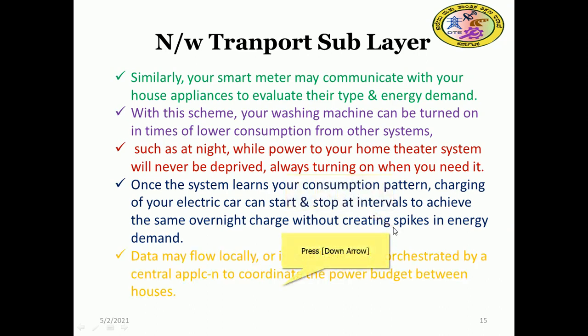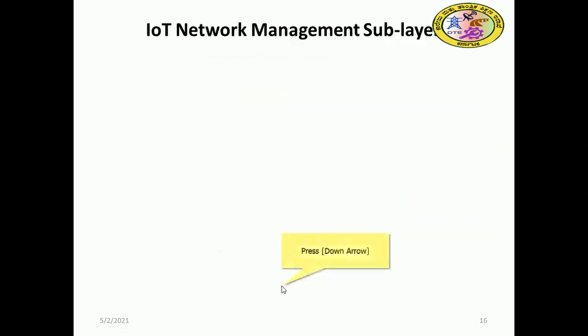So data may flow locally, or it may have to be stored by a central application to coordinate the power budget between the houses. So orchestration of data by a central application with the coordination of the power budget between the houses is also taken care of.